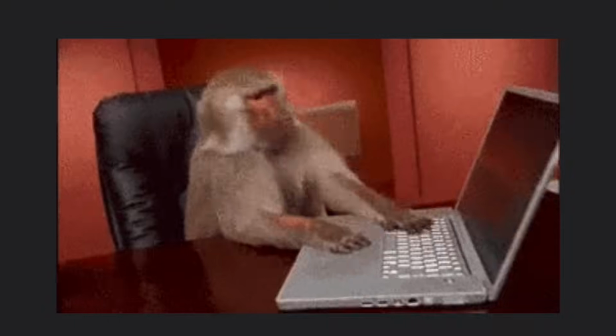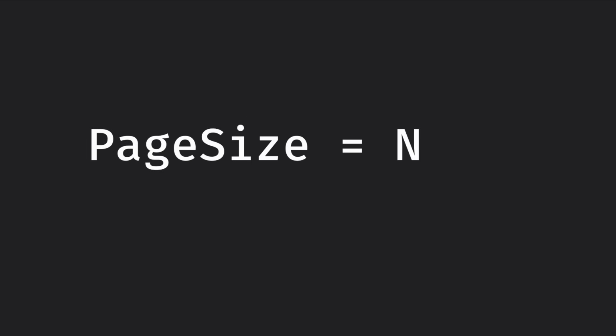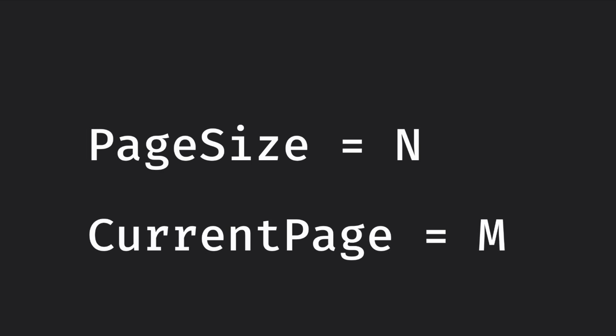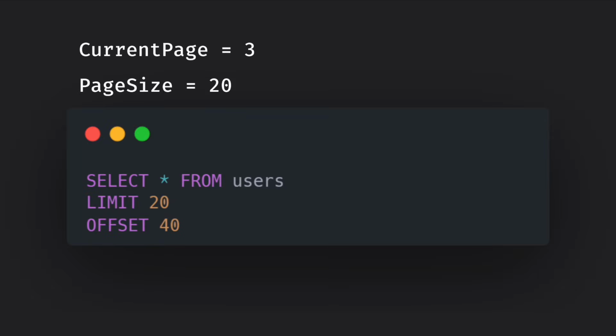So now the question is, how do we implement it? The most common, easiest to implement, and least performant option is offset pagination. Imagine we're limiting each page to n records, and m is our current page number. When we query the database, we take n records while skipping the past m-1 times n entries. So if we're grabbing 20 records at a time and we want to query the third page here, we will skip the first 40 records.